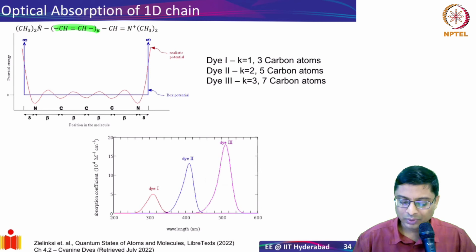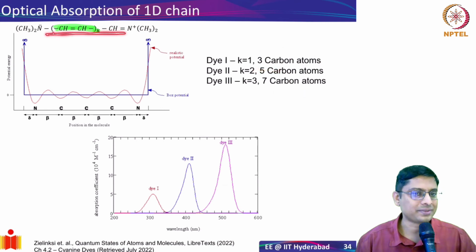So if you take K equal to 1, let's say one dye molecule with K equal to 1, basically CH, 3 carbon atoms are there in this. Okay. If you take K equal to 2, basically there are 2 of these. So CH, twice, CH, and then CH. So 5 carbon atoms and 7 carbon atoms. So essentially we are changing the length of this chain. Okay. How will the absorption spectrum look like?